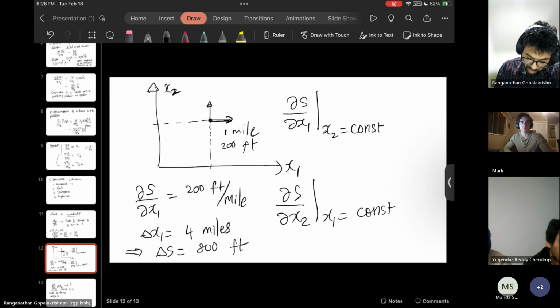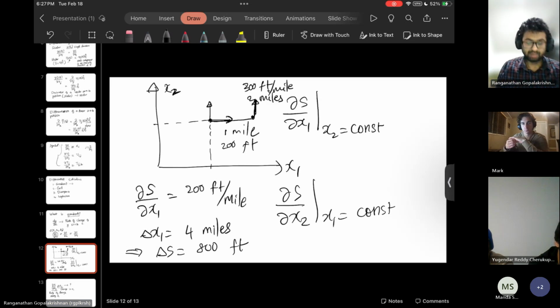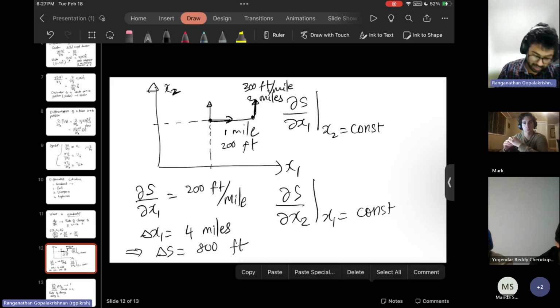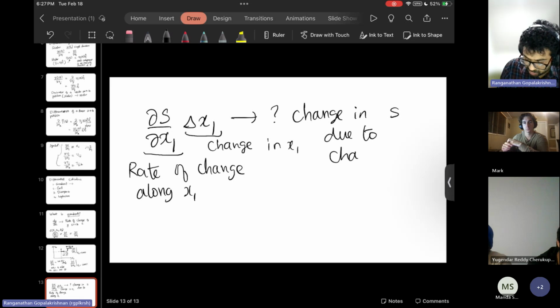And then if I travel 4 miles, I reach another point, and then if I travel along this direction, where let's say it drops by 300 feet per mile, and I travel 2 miles, I have 800, and then another 600. So that's a drop of 1,400 feet in total. So it's like saying this is the change in s due to change in x1.